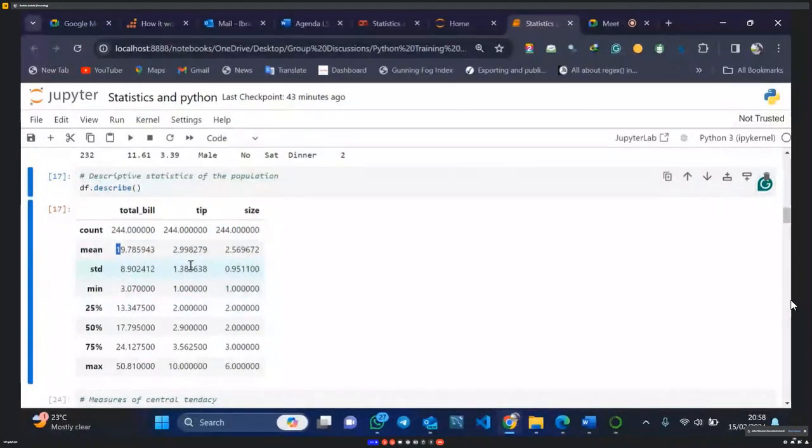Then we do have the standard deviation for each variable. We have the minimum value in each column. Like the minimum value in the total bill column is 3.07. The minimum value in the tip is 1, and the minimum value in the size is 1.